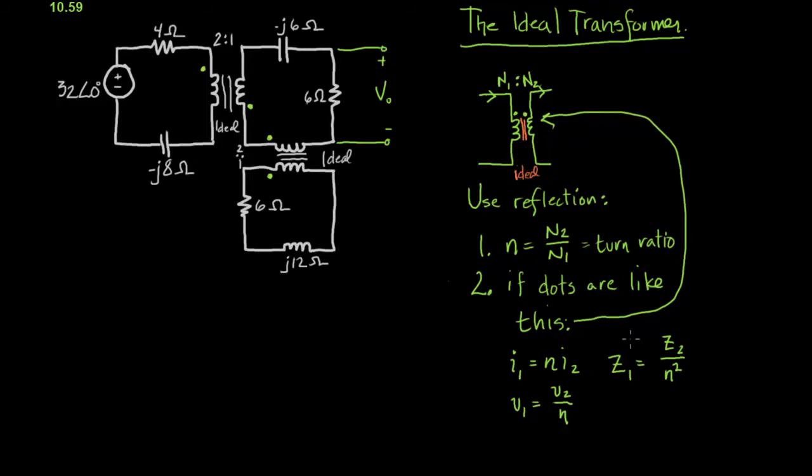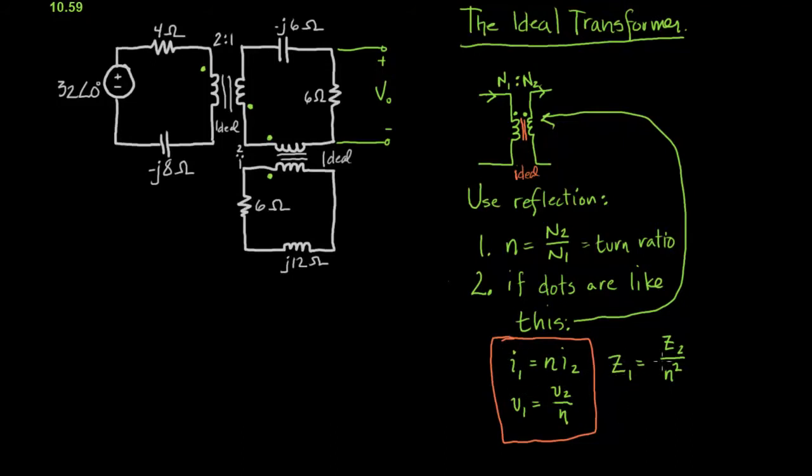And then to use reflection, if the dots are both at the top, or both at the bottom, then you can use these two equations right here to relate currents and voltages. So any node voltage or voltage across a component would obey this rule, and this is left to right as well, and I the same way.